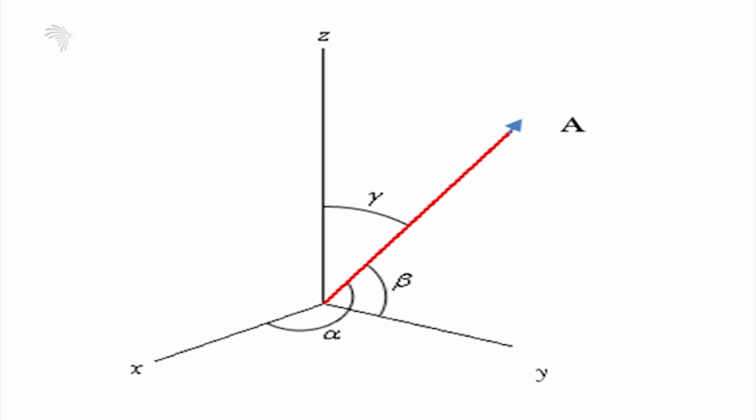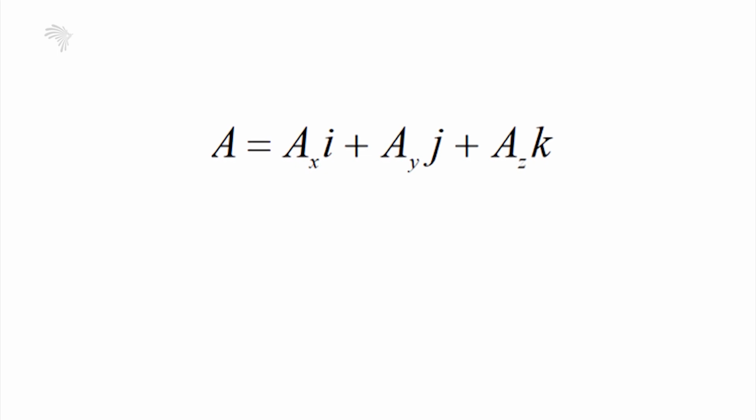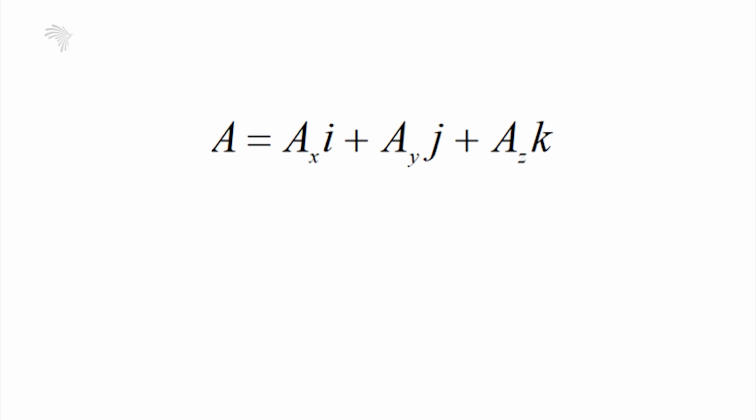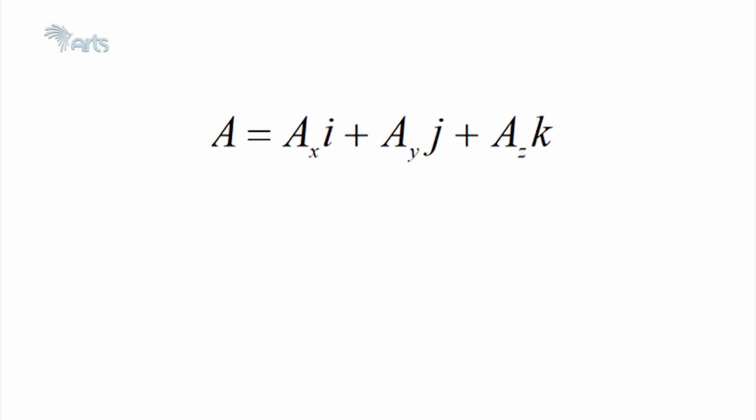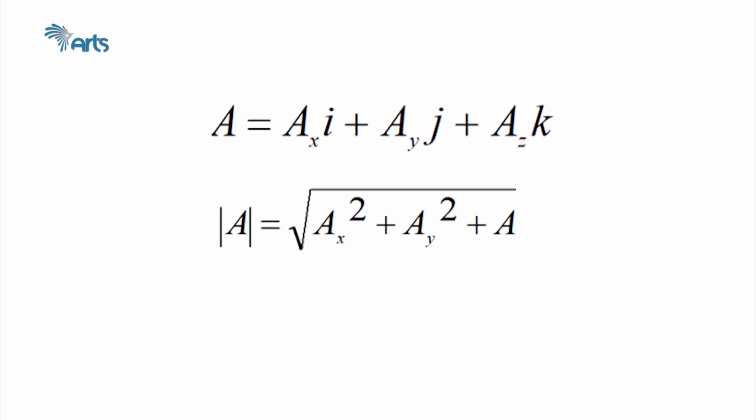So we can represent the given vector in terms of its components, and we can rewrite this vector A analytically in such a way: vector A equals ax i plus ay j plus az k, where ax, ay, and az are the x, y, and z components of the given vector A. And if you want to know the magnitude of this vector, you can calculate it as the square root of ax squared plus ay squared plus az squared.